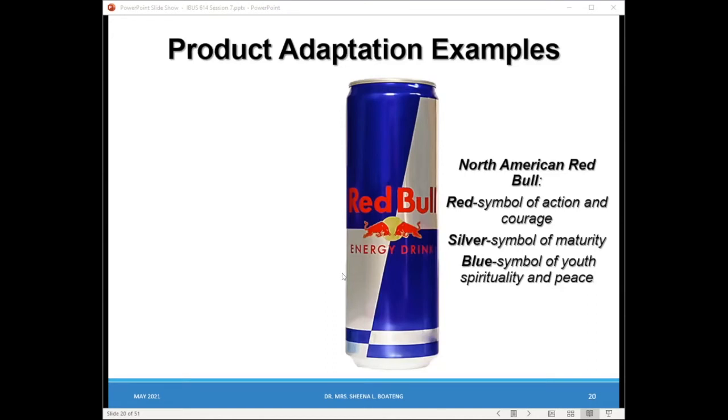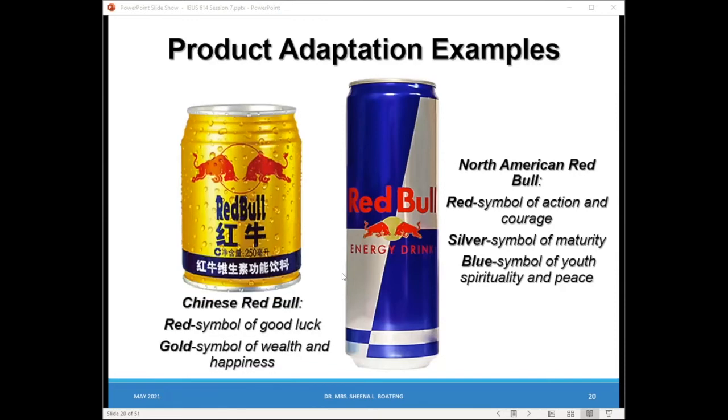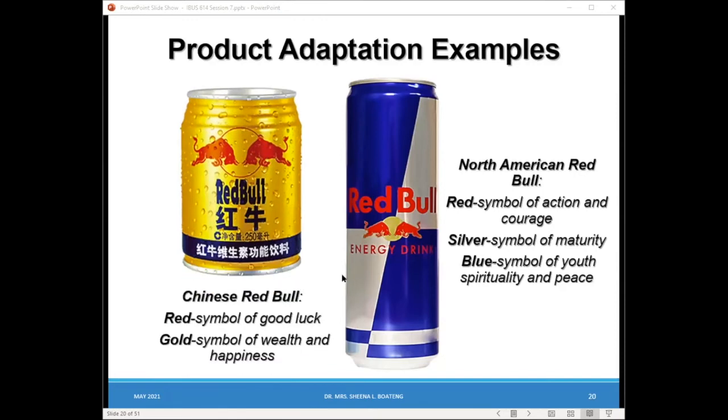So Red Bull did a whole overhaul and redesigned their packaging for China by making the can itself gold, given that in China, gold signifies wealth and happiness. And then they put the two bulls in the middle with red, just like in the old Red Bull can, which symbolizes good luck for the Chinese, right?